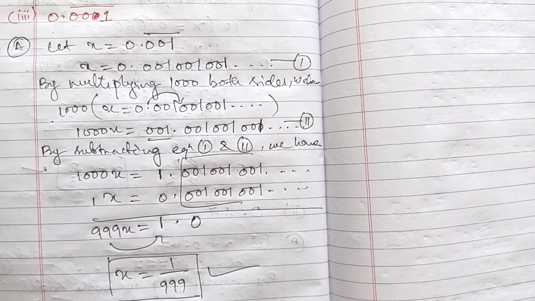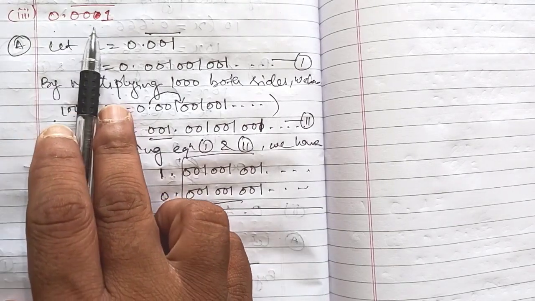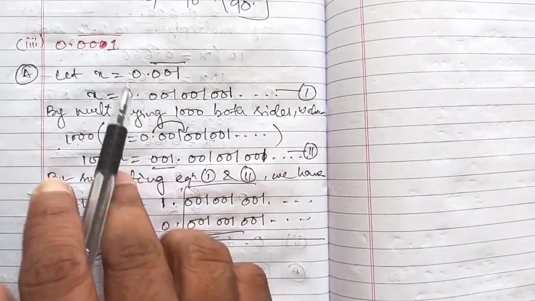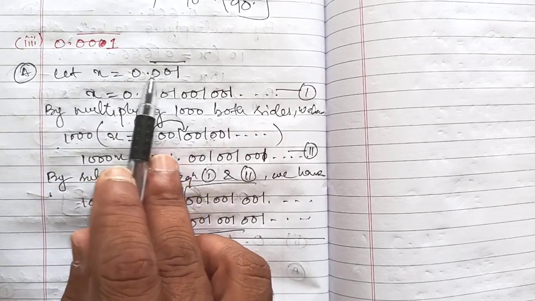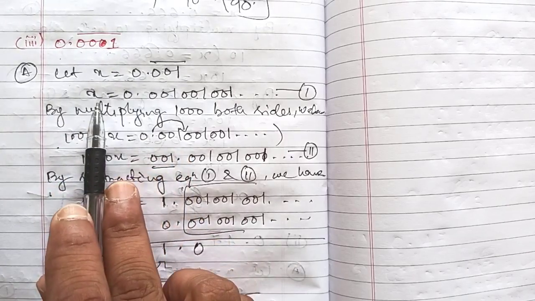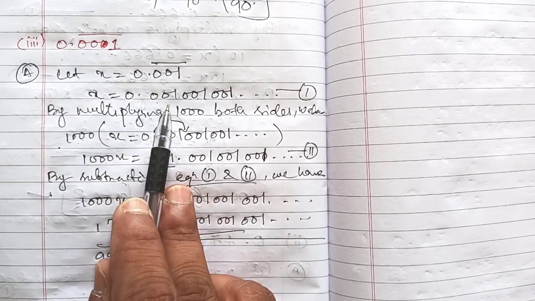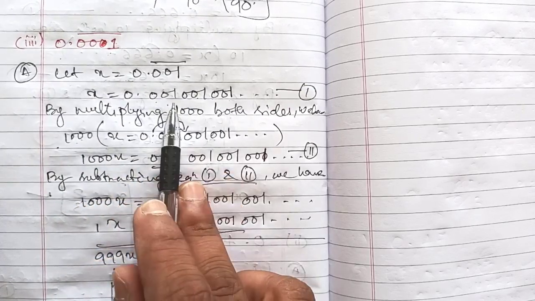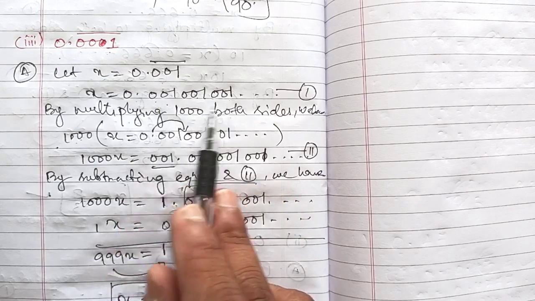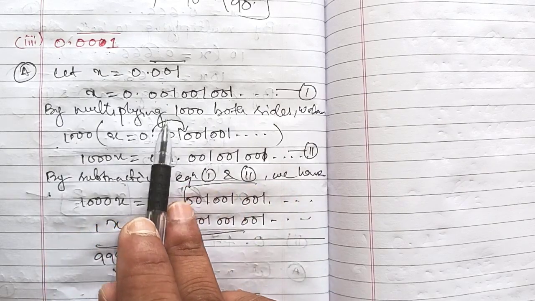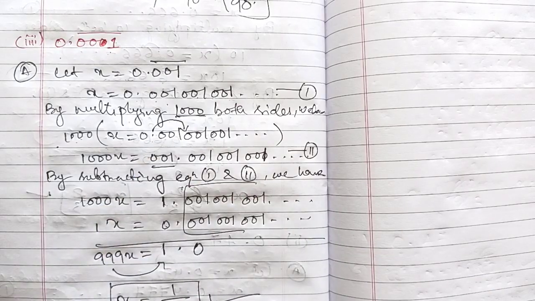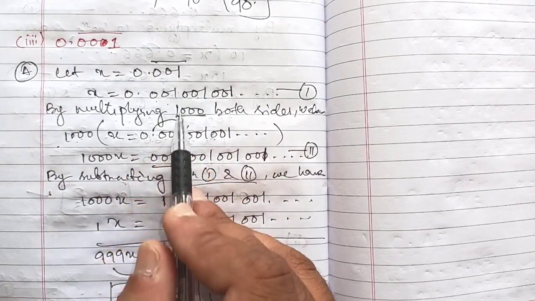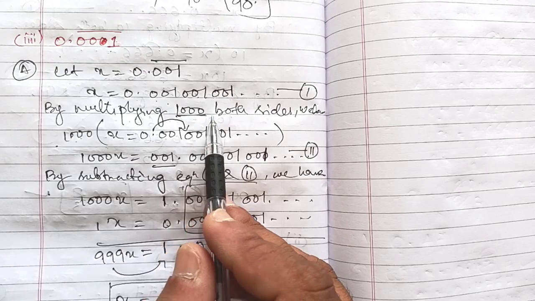Now the third part. In the third part, the question is given 0.001 bar. The bar is on all 3 numbers. So let x equals 0.001 bar. We will arrange it, x equals 0.001 001 001, 2 more times we have to write. This is equation 1. Now we will multiply both sides by 1000. Why will we multiply by 1000 on both sides? Because 3 numbers are under the bar. That's why we are multiplying by 1000 on both sides.